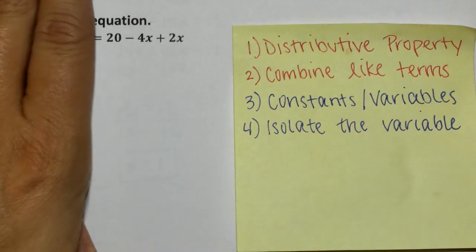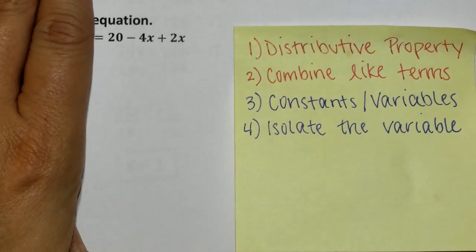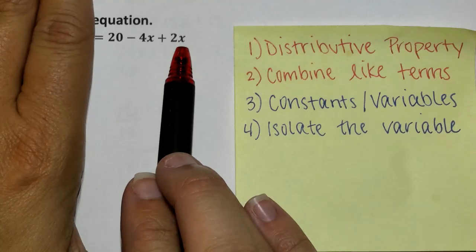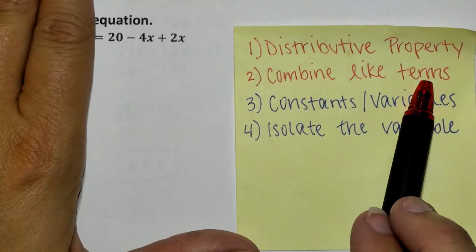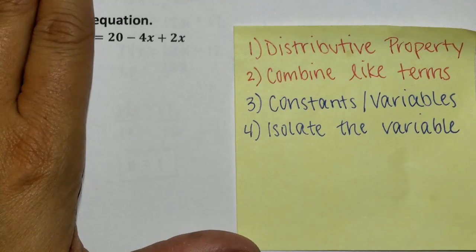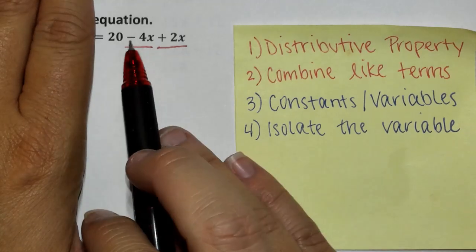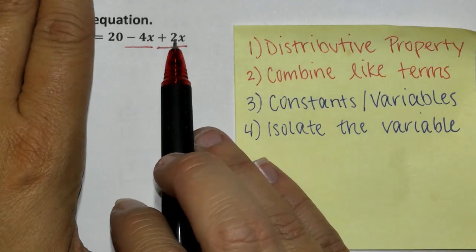Then I look at the right side. I have a constant, a variable term, and another variable term. So step 2 is combine like terms, and we look at one side at a time. Because the negative 4x and the positive 2x are on the same side, we're not undoing anything. We do not have to use inverse operations. We just combine them. When we combine two things, we're adding them together. So this is a negative 4x plus a positive 2x.